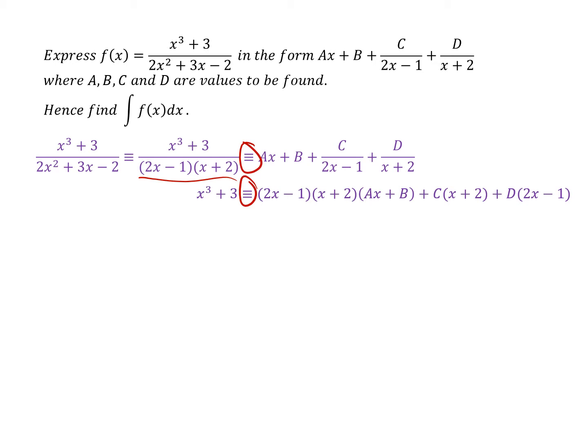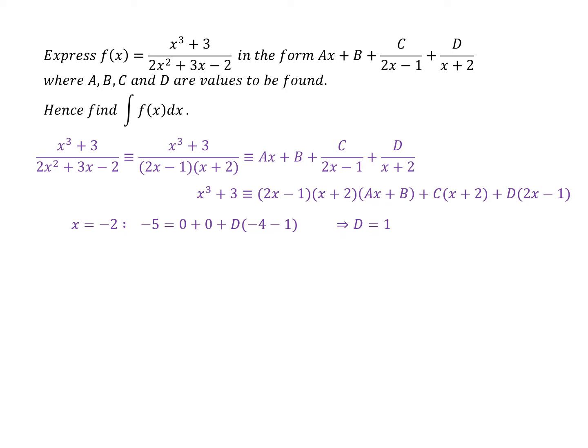So the first thing I'm going to do is substitute the value x equals minus 2, because that will make that equal to 0 and that equal to 0. So when I put x equals minus 2 into this expression, I get minus 2 cubed plus 3, which is minus 5. This becomes 0, this becomes 0, and then that's minus 5d. So that's what happens, and that gives me d equals 1.